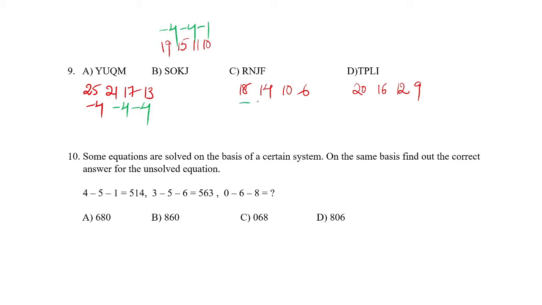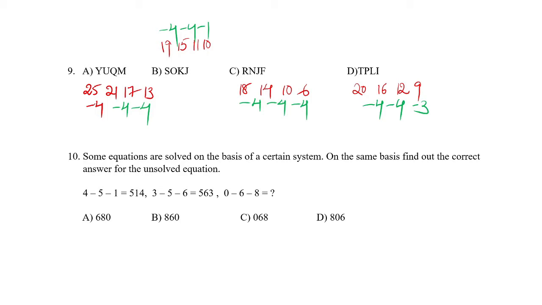And here 18 minus 4 is 14. 14 minus 4 is 10. And 10 minus 4 is 6. And here 20 minus 4 is 16. And 16 minus 4 is 12. And 12 minus 3, not minus 4. Option A and option C both are maintaining the same rule: minus 4, minus 4, minus 4. But option B and option D are different.